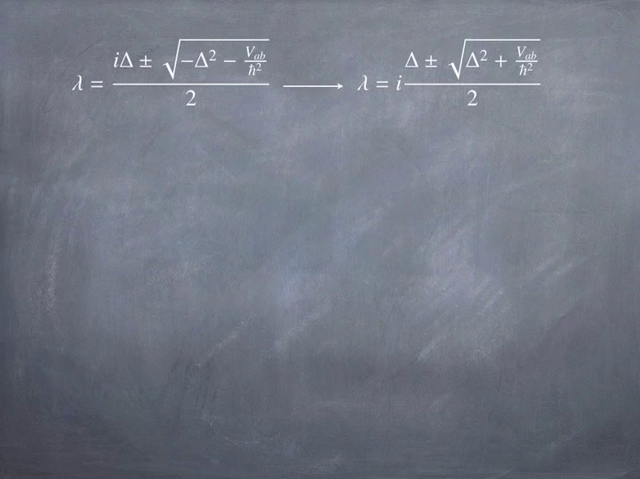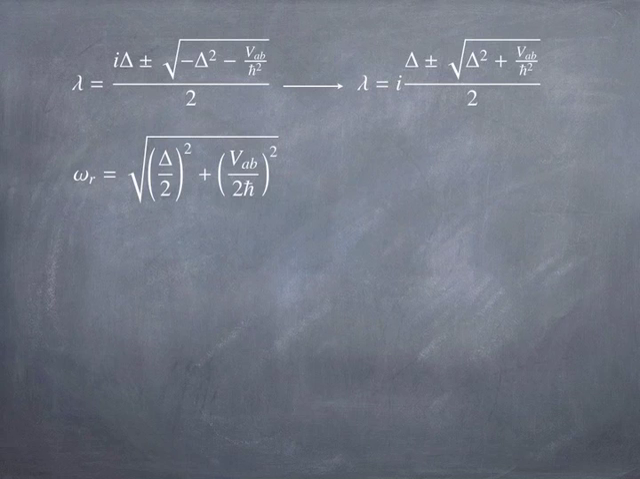Notice that everything in the radical is negative, so that means it's going to be imaginary. We can factor that i out. I want to make a substitution. I want to define omega r, the Rabi frequency, to be what I get in the radical when I move the 1/2 in. In fact, multiply that through, and notice that it's the square root of the sum of the squares of the detuning, half of the detuning squared, plus half of VAB over h bar squared.